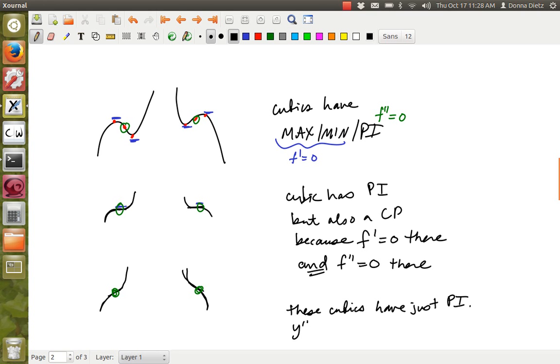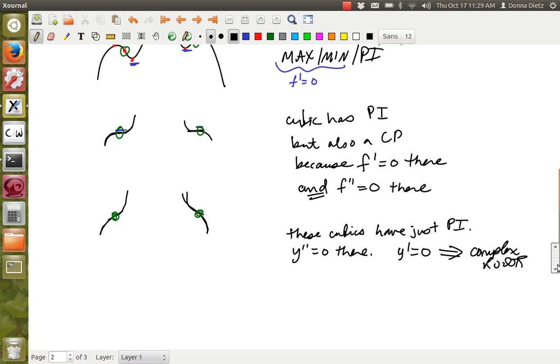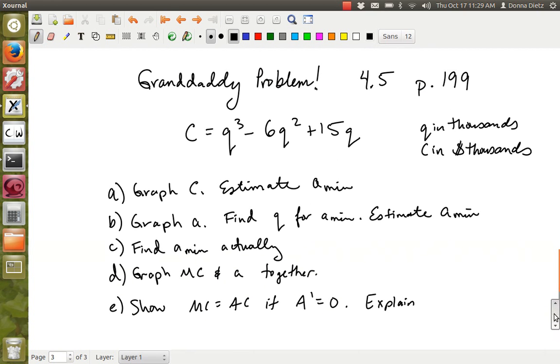So y double prime equals 0 there. But if you try to set y prime equals 0, you get complex roots. So if you try, just as a special, just cubics, this only works for cubics. But cubics is most of what we deal with in this class, so this is important stuff. Okay, there we go. Now, back to our question, we're going to graph C.